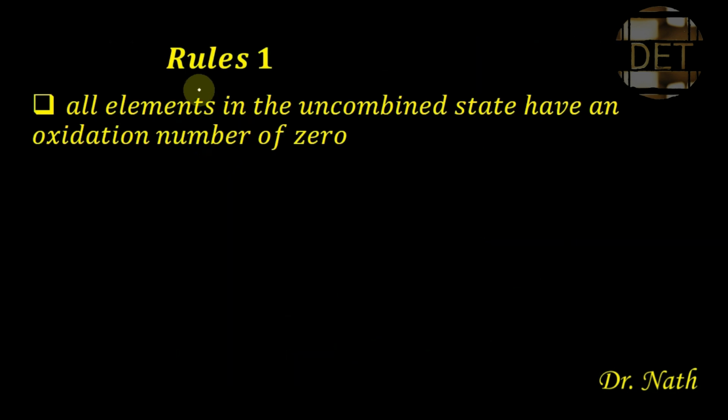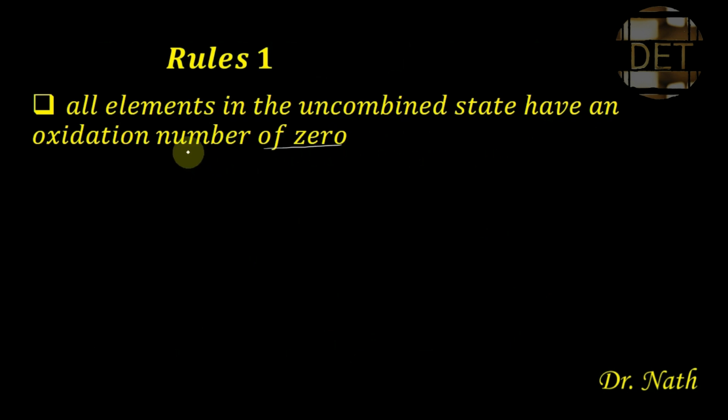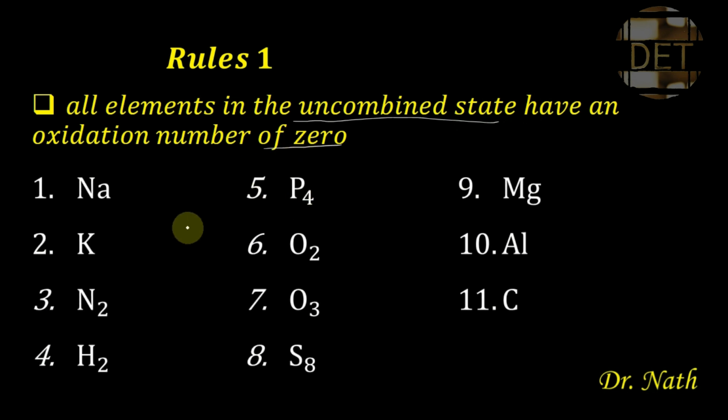According to rule 1, all elements in the uncombined state have an oxidation number of 0. Provided the element is in the uncombined state, the oxidation number is 0. In other words, all elements in the uncombined state, when they are free, will usually have an oxidation number of 0.